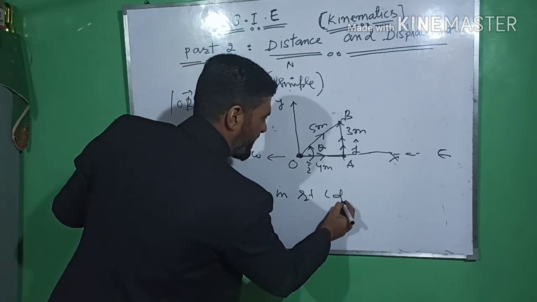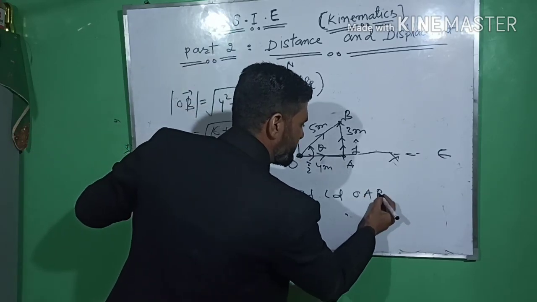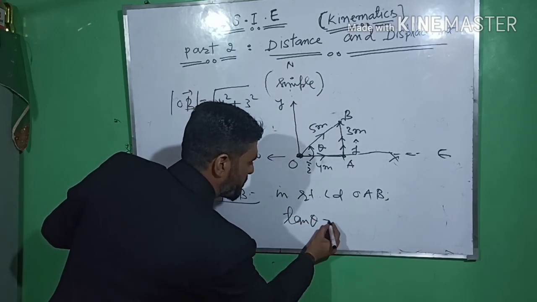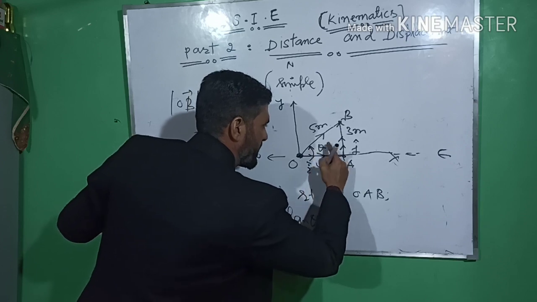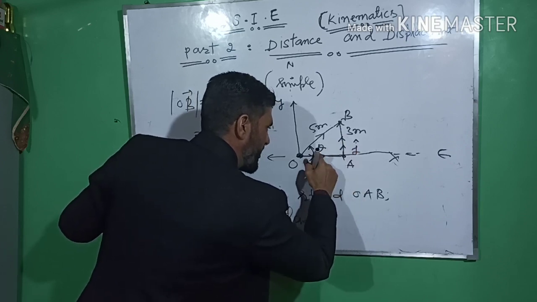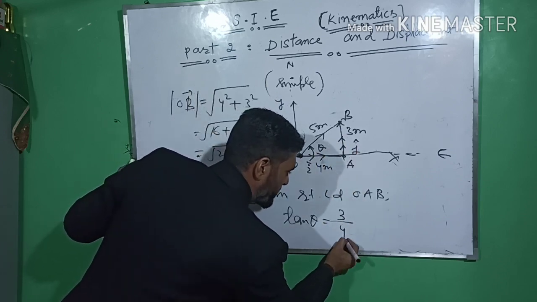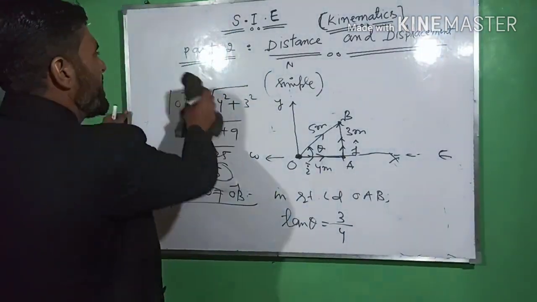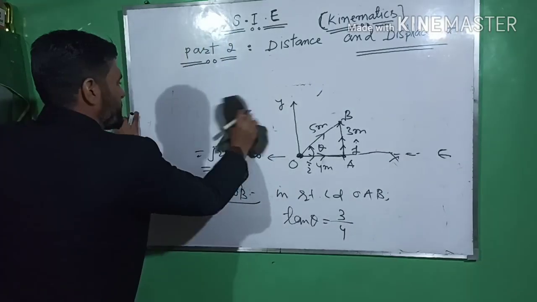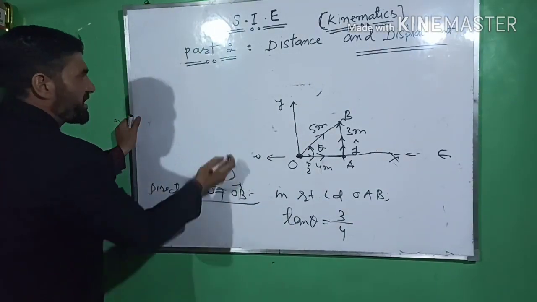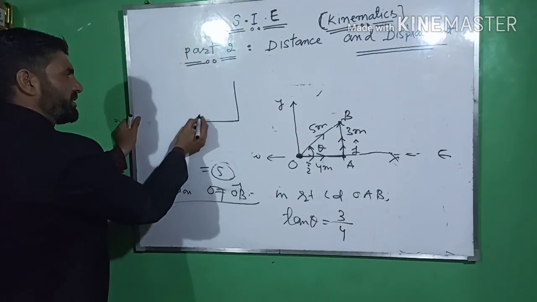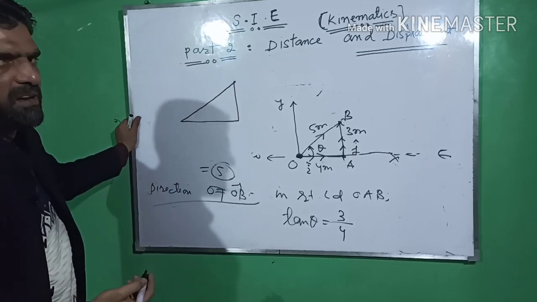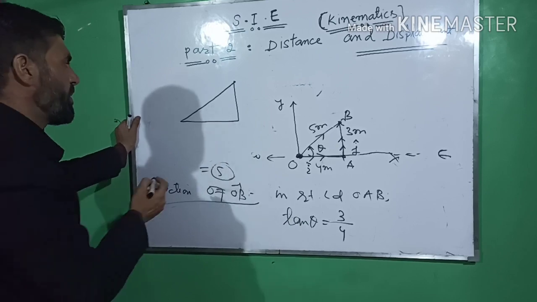In right angle triangle OAB, my dear students, it is clear now. See, tan theta is equal to perpendicular by base, because the side opposite to theta is perpendicular and the side adjacent to it is base. So I am writing 3/4. Now I have to find theta. It is very easy, my dear students. Remember this triangle, a beautiful triangle that I will write here, and remember it forever, and it will help you in solving so many numericals.